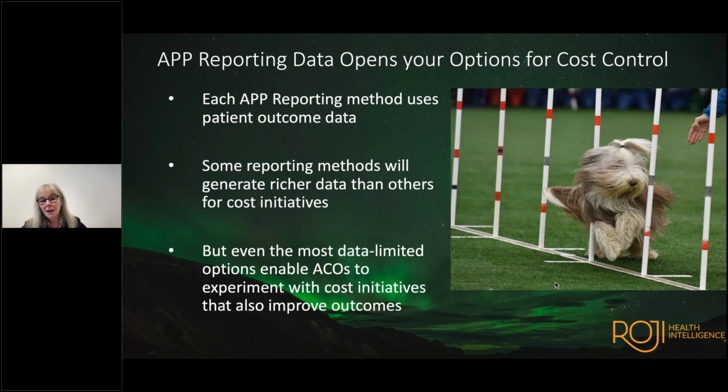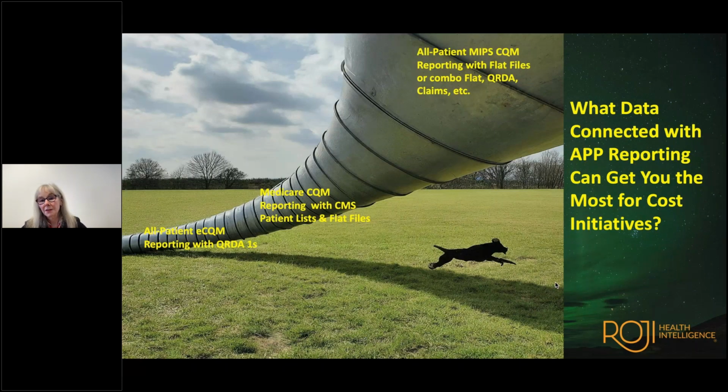But let's take a look at how the three methods of APP reporting differ in the overall level of data that you can use for cost initiatives. And first, I'm going to talk about eCQM. This is an AI-generated image under the prompt of a funnel-shaped tunnel with a dog running out of it. So they missed the dog part, but we got the rest of it.